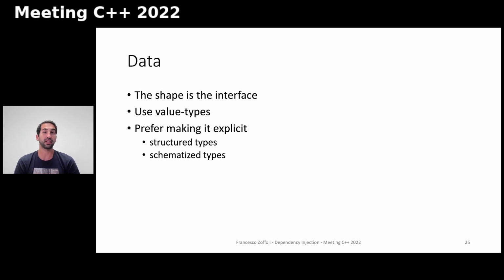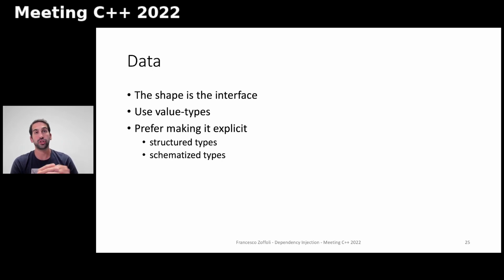And the other thing is that it's better to make the shape explicit. So what this means is using structure types, the vectors, structs, or schematized types. An example can be protobuf or thrift or any of the schema options which can generate types to interact with these types. And the important part is that by looking at the type, you need to be able to know what you can get out of this data.